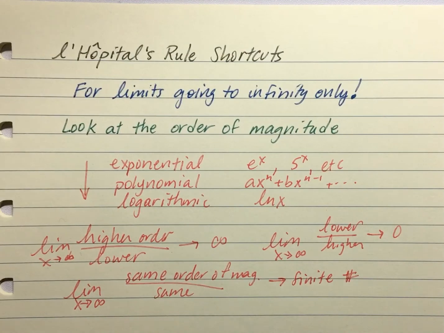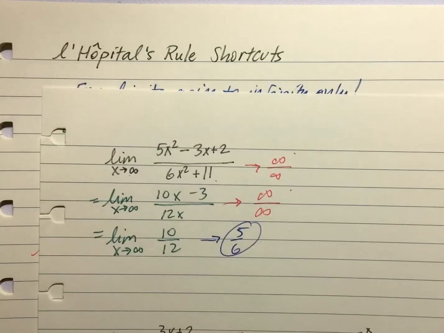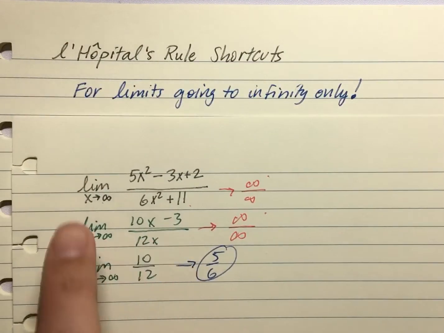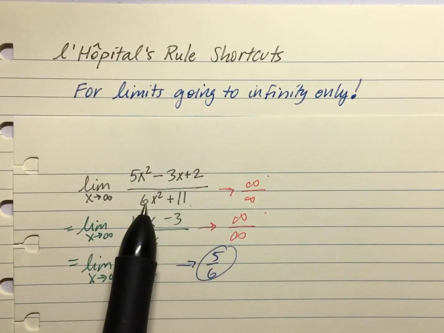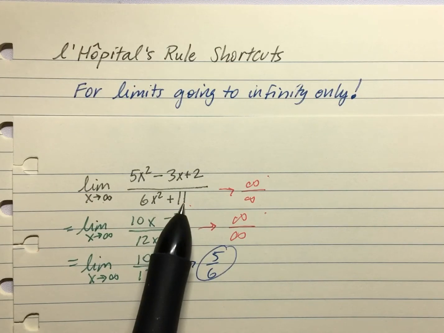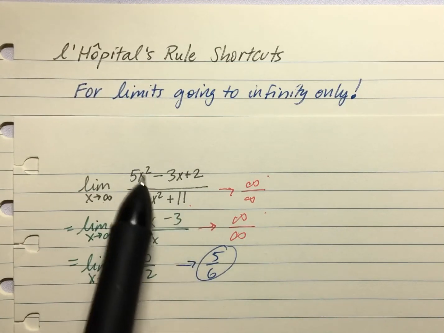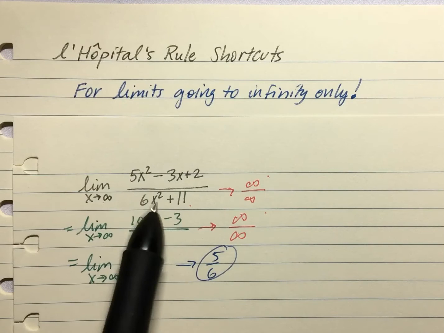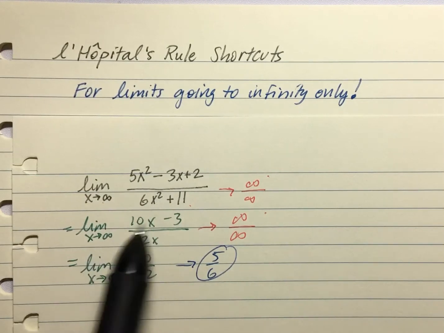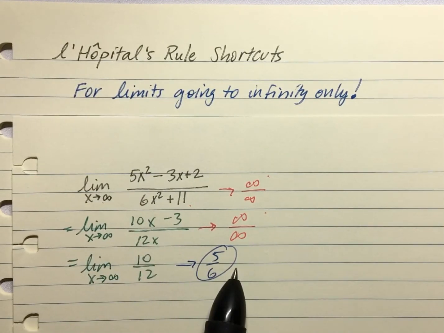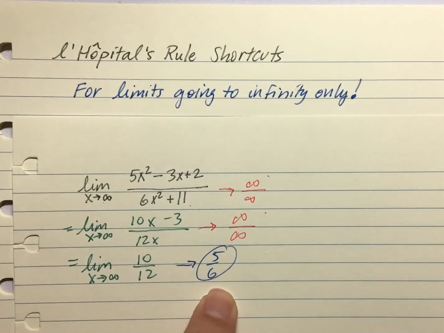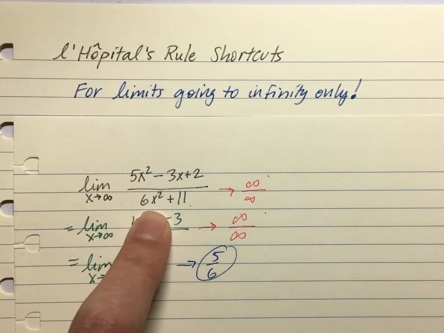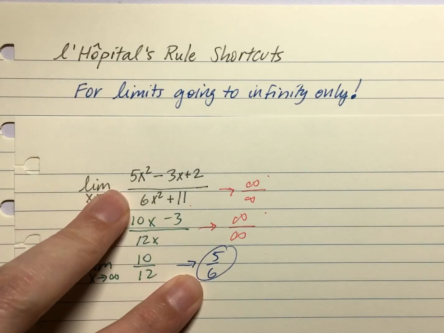For example, we had this problem in our last video where we were going to infinity and we had 5x squared minus 3x plus 2 over 6x squared plus 11. The highest exponent in both of these is the 2, so we have the same order of magnitude, and we did go to a certain number. Notice also, the limit on this is 5/6. Look at the coefficients on those x squareds. Coincidence? I don't think so.